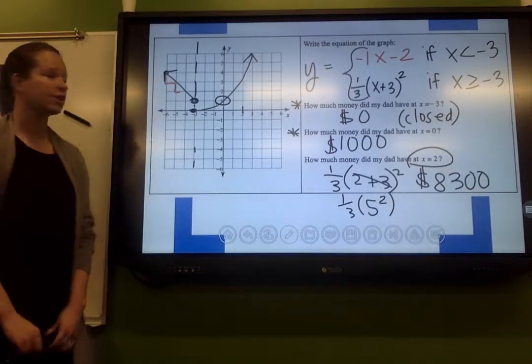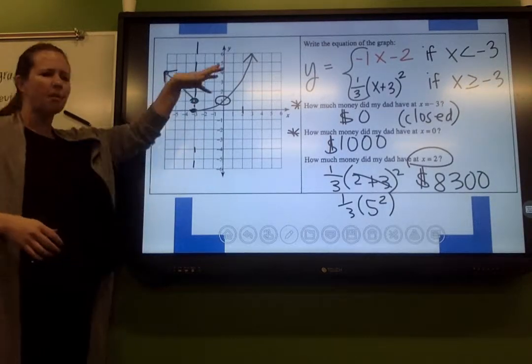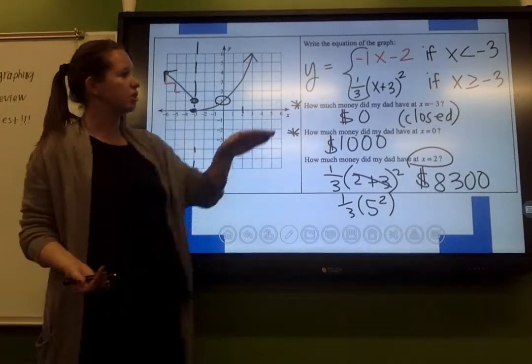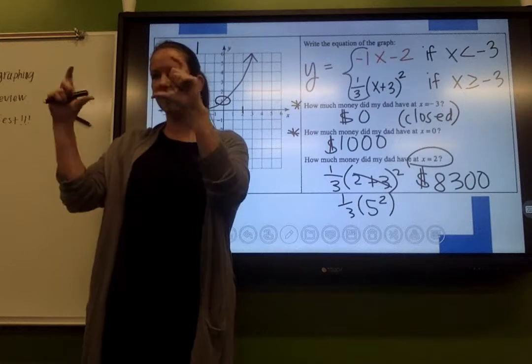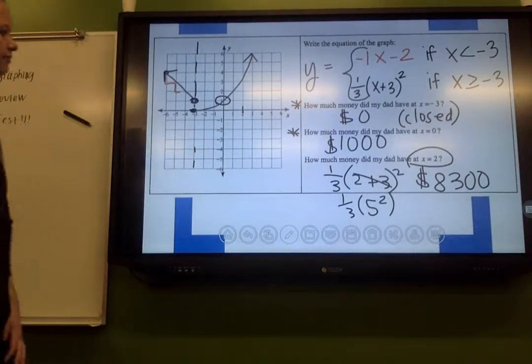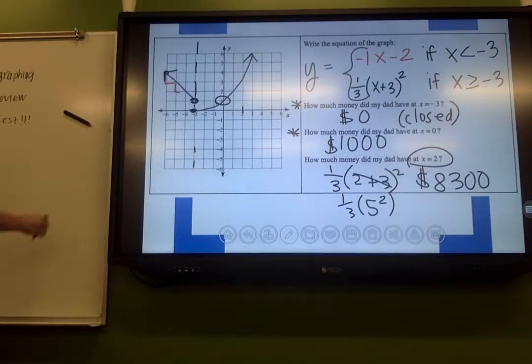Good. So you can always just look at the graph to figure it out, but if it's not perfect or maybe you don't have a graph, you can use the equations and just take the x and plug it in. That's why we practiced it on that little yellow sheet, you know? Cool? All right, there's your introduction.